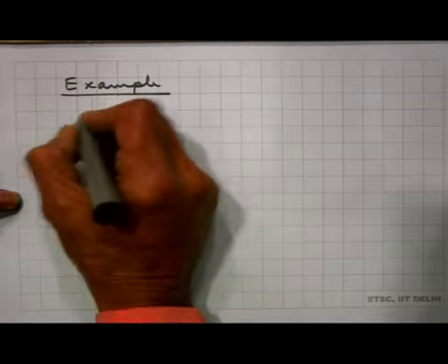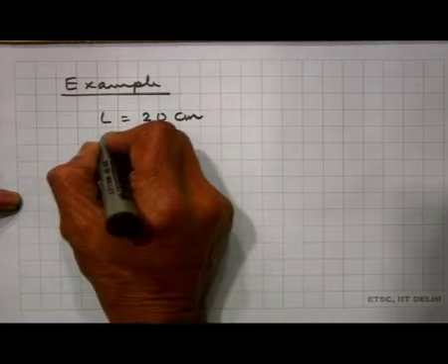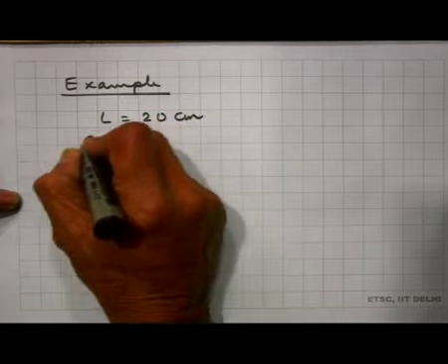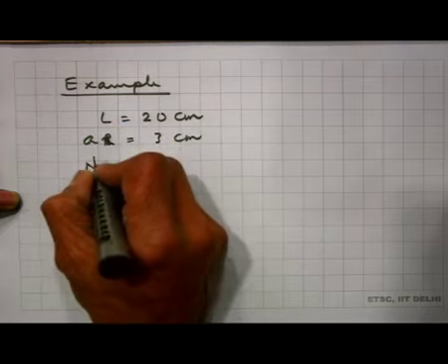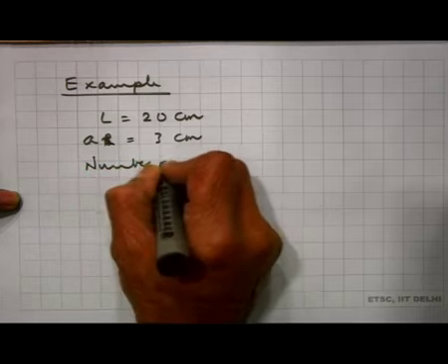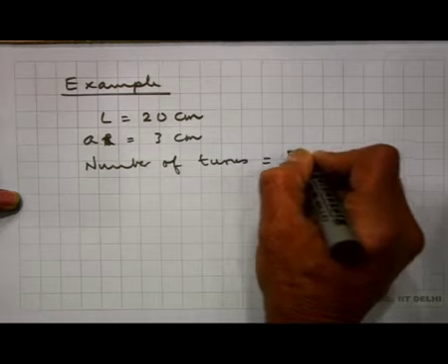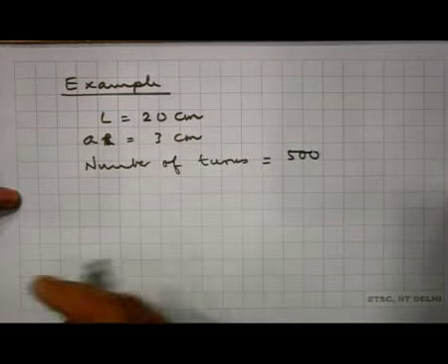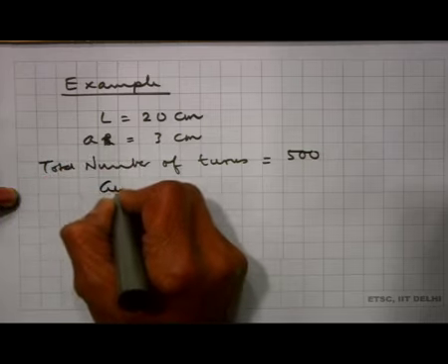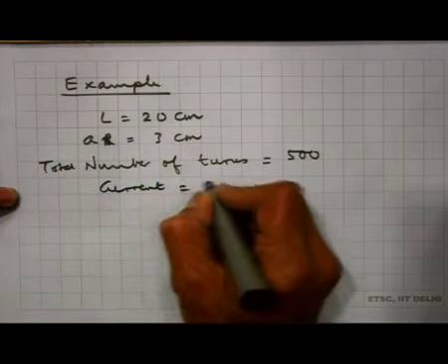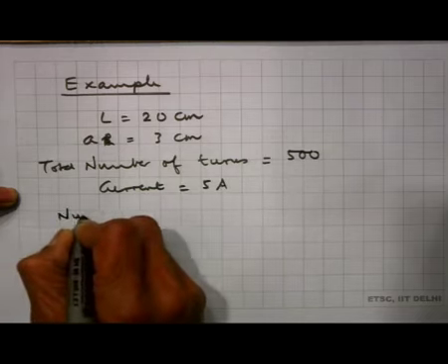So, let me take a solenoid of length 20 centimeters, radius a equal to 3 centimeters, and number of turns equal to 500. This is the total number of turns. And the current is 5 amperes.